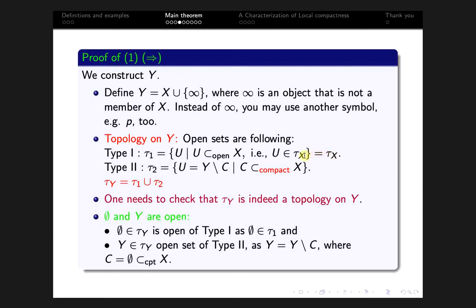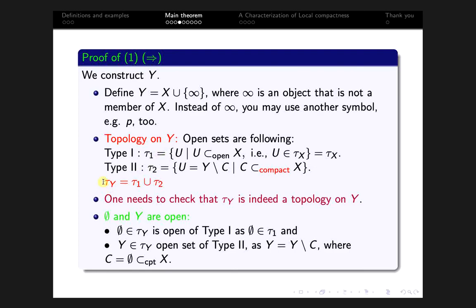Okay, and type 2. So this is the set tau 2 equal to u, where u equal to Y minus C, where C is some compact subset of X. So complement of compact subsets of X, then complement in Y. So this is type 2 open subsets of Y, and we defined tau Y that is equal to tau 1 union with tau 2.